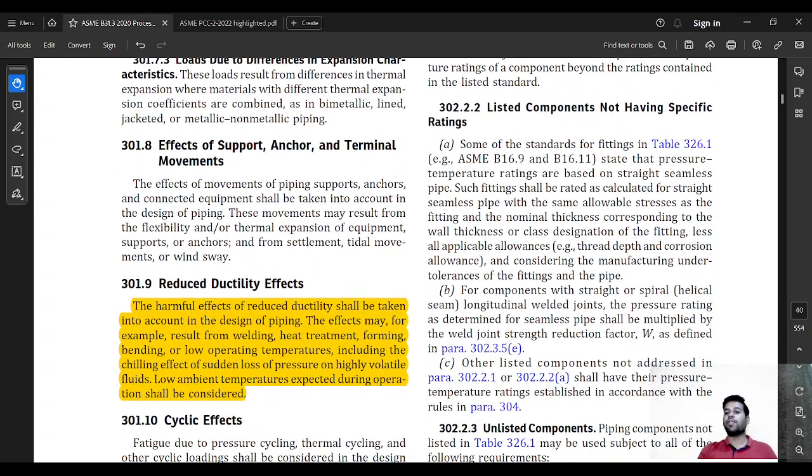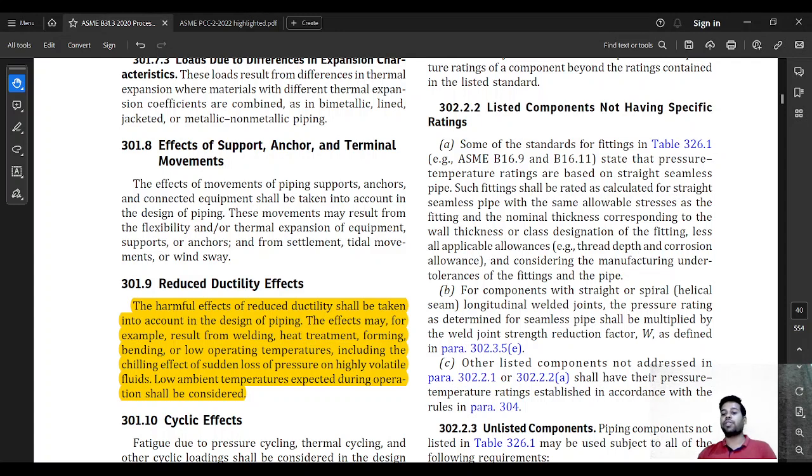Some of the standards for fitting that is given in table 326.1 state that the pressure temperature rating are based on the straight seamless pipe. Such fitting shall be rated as calculated for the straight seamless pipe with same allowable stresses as the fitting and the nominal thickness corresponding to the wall thickness or class designation of the fitting, less applicable allowances and considering the manufacturing tolerance for fitting and pipe.